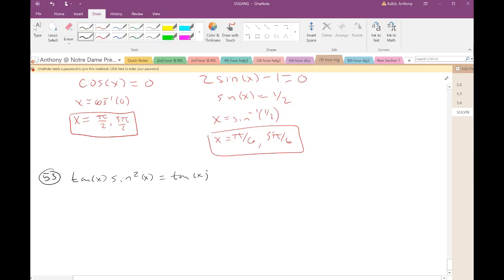How about for this one? First step should be to get it equal to 0. So we'll subtract that tangent over. Good.